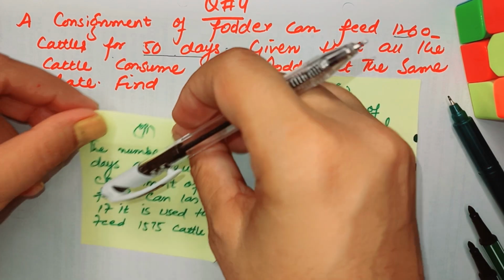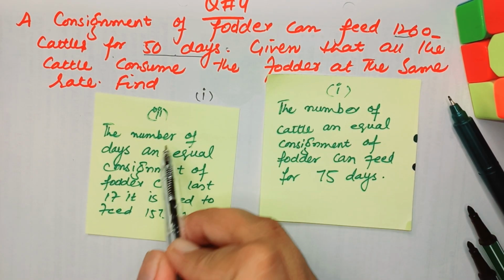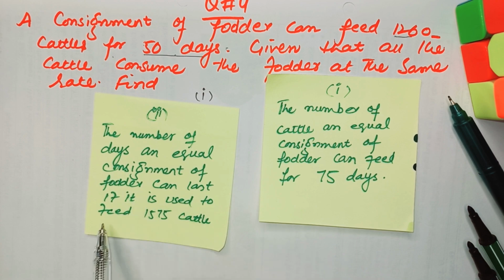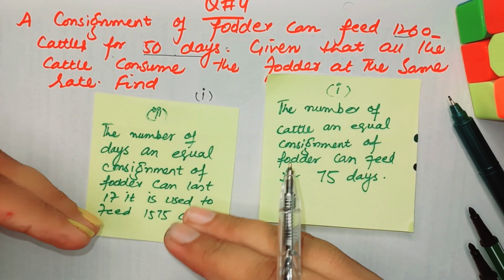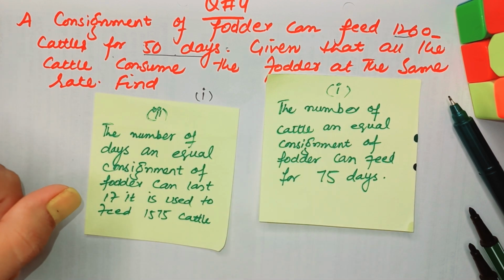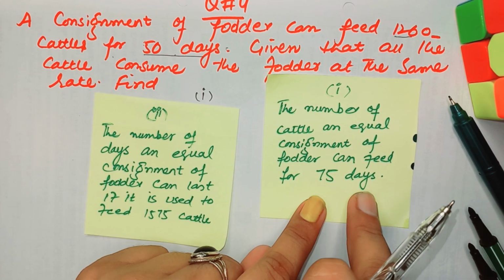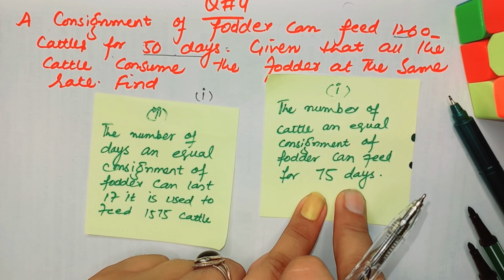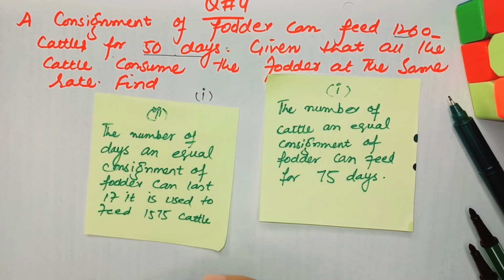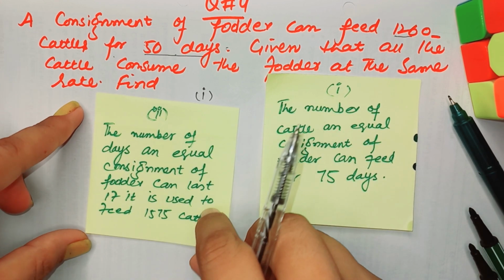In the second part, the number of days an equal consignment of the fodder can last if it is used to feed 1575 cattle. अब उन्होंने यहाँ पे cattle हमें दे दिए हैं और days हमने find करने और first part में days जो है वो हमें दिए हुए हैं और हमने cattle find करने और यहाँ पे cattle दिए हैं और days find करने. So let's attempt the first part.